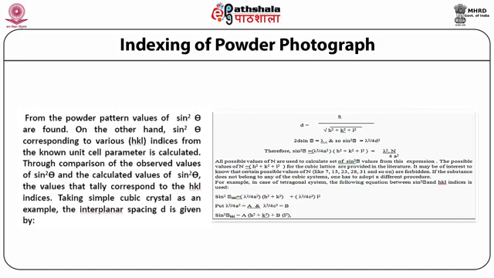If the substance does not belong to any of the cubic systems, one has to adopt a different procedure. For example, in the case of the tetragonal system, the following equation between sine squared theta and hkl indices is used.